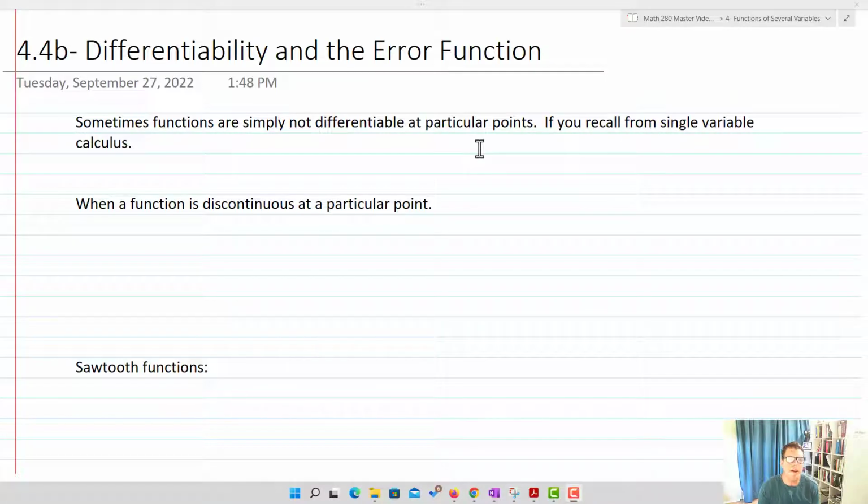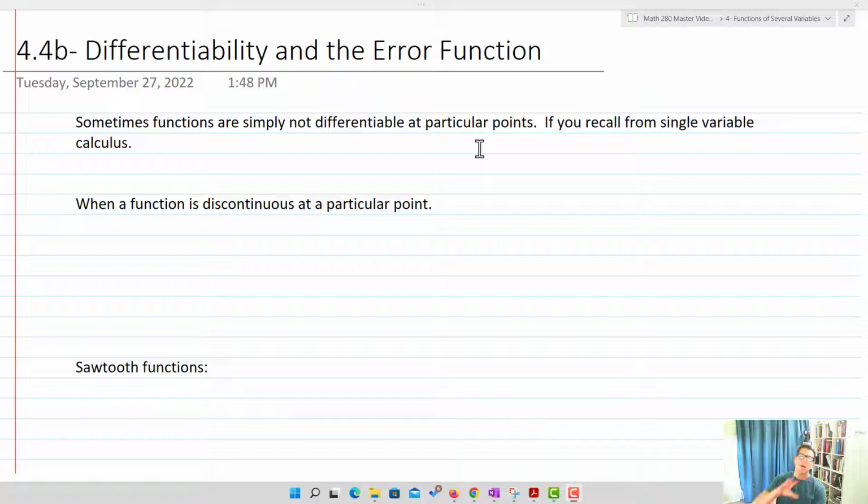So what we're going to talk about now is differentiability and this thing called the error function. The reason why it's important to talk about differentiability is because some functions are not necessarily differentiable at particular points, right? And we've got to take those into account.